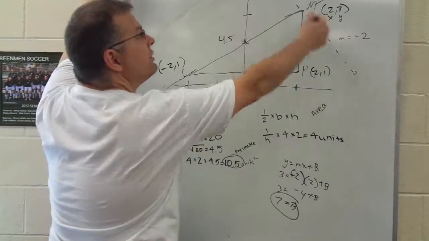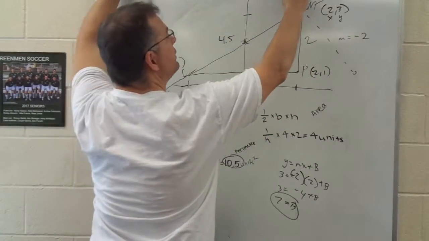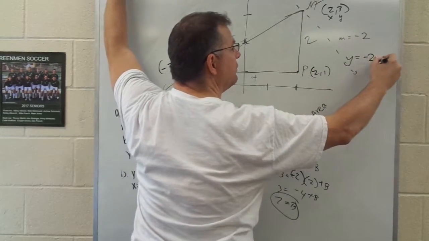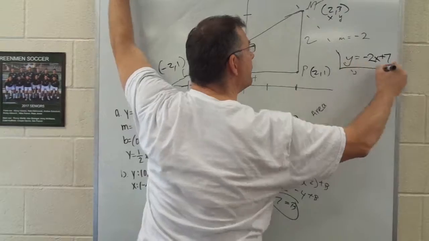So the overall equation of this perpendicular line is y equals -2x plus 7. There's the answer.